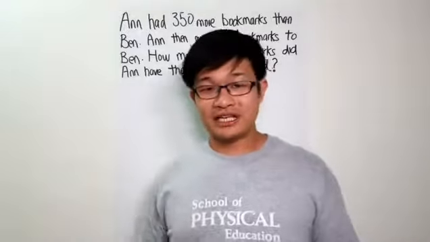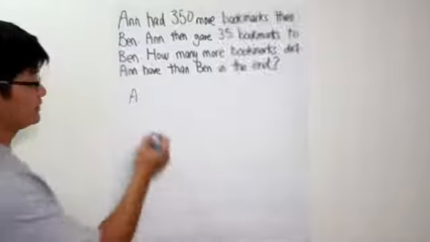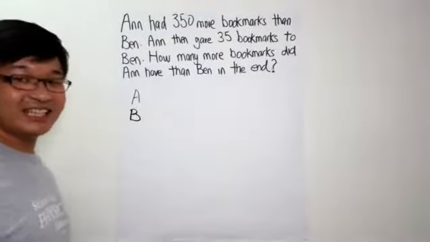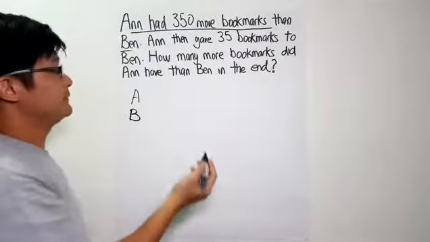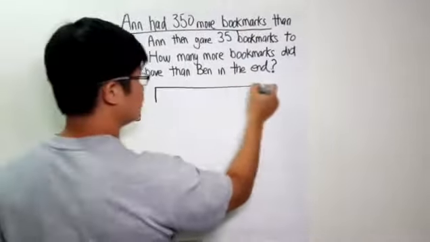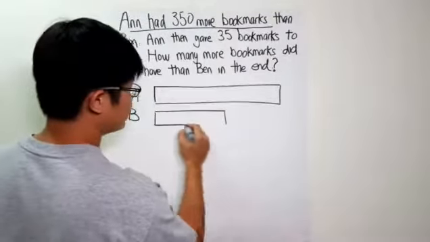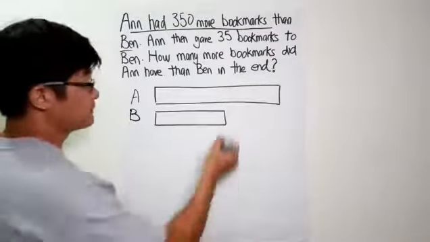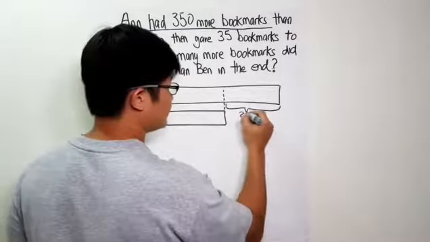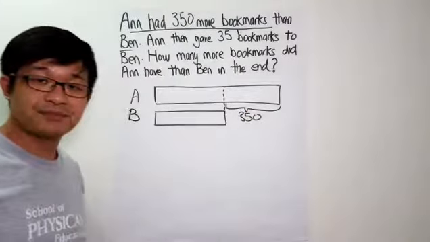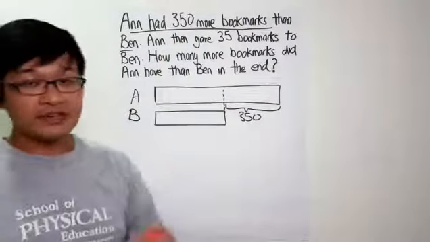So, let us start by doing that. Anne, A for short, Ben. We're going to have a comparison model because Anne had 350 more bookmarks than Ben. So we will draw a big one here and a smaller one for Ben. And this is the portion that is going to be 350. Now, what happened? Anne gave 35 bookmarks to Ben.